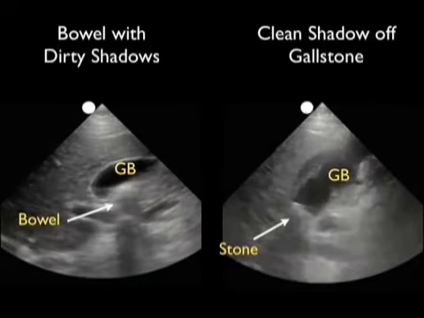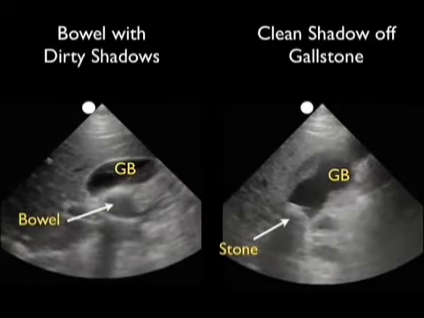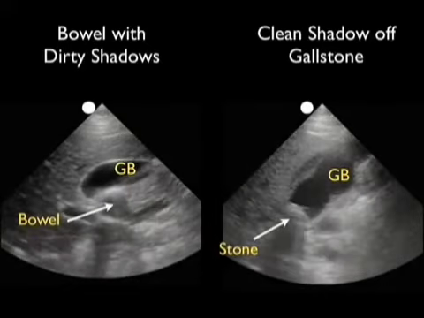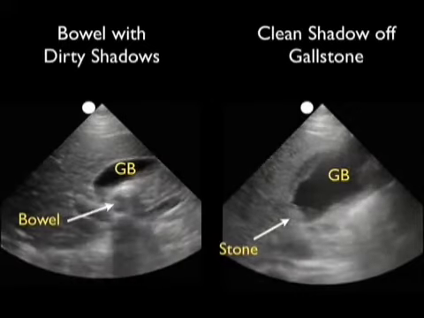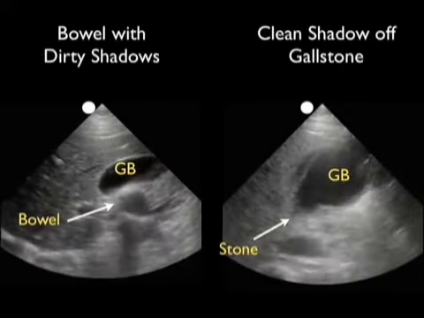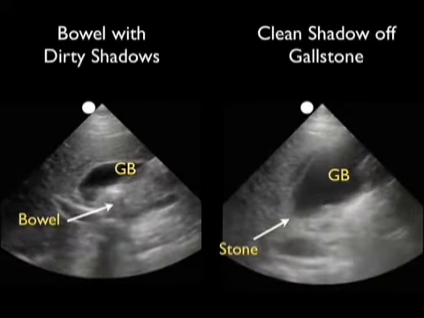Also, let's look at the shadows that come off the back of the air-filled bowel. What we see is that there are dirty shadows, as I characterize them, that are not completely dark as those that would be seen off of a gallstone. Notice that there are areas of white within the dark areas, characterizing a dirty shadow.